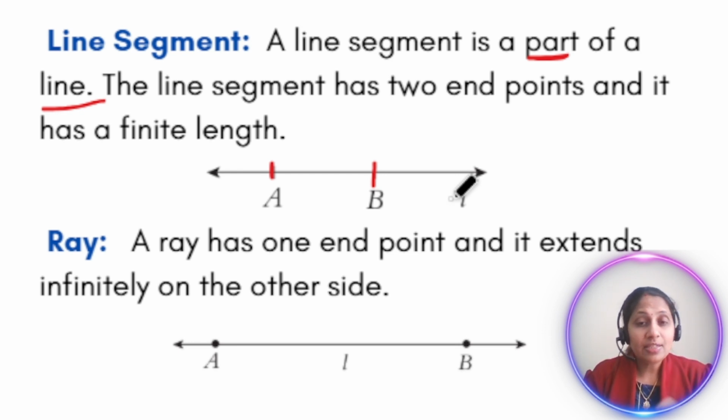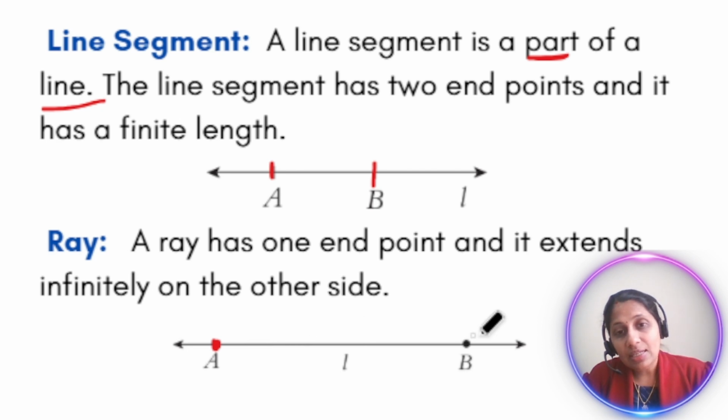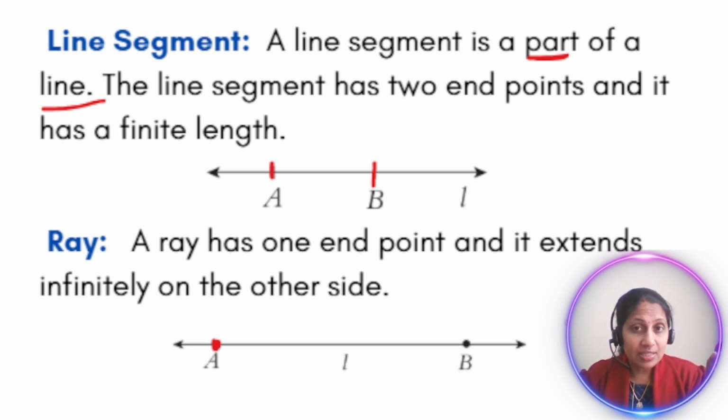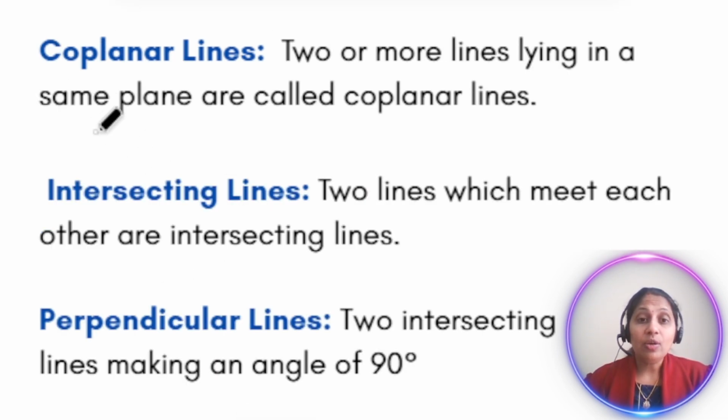The next one is the ray, which starts at one particular point, say for example A, and it extends indefinitely on the other side. How do you remember this? Think of sun rays. The sun rays start from the sun and go on forever, right, throughout the space. The same way, a ray is the one which starts at one point and goes on forever on the other side, right? Simple.